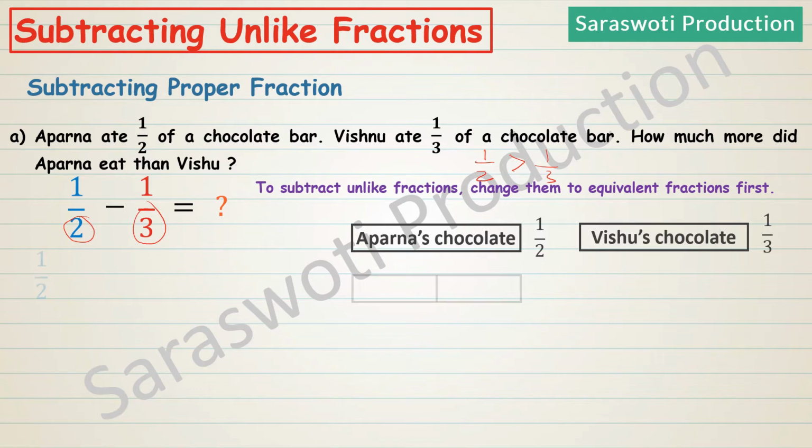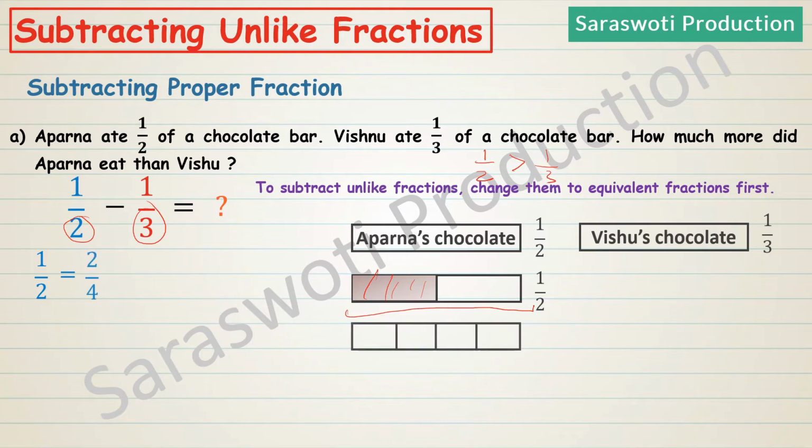So here, given to us, 1 by 2 means eating half of a given chocolate. This whole portion represents the full bar of chocolate. Arpana ate half of it, this portion, 1 by 2. Now if I have to find the equivalent fraction of 1 by 2, let it be 2 by 4. How do I get that? I have multiplied both numerator and denominator of 1 by 2 by 2 to give me 2 by 4.